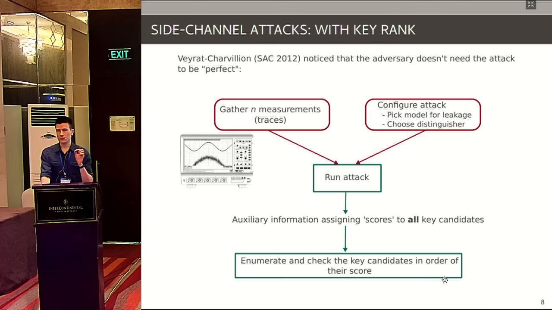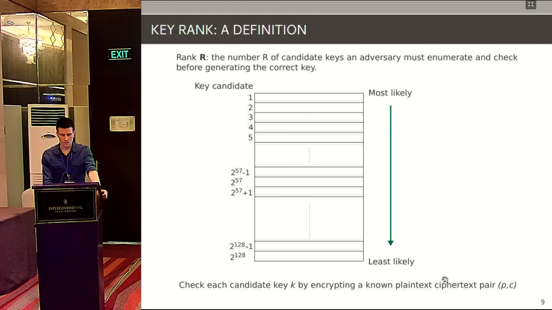And once you've done this, you're able to check the key candidates in order of their score. Actually, I think a good way of viewing attacks in this model is an enhanced brute force search. You assume the adversary is going to check keys, and you assume that the side channel information gives you an ability to check keys in a cleverer order than just randomly. So going a little bit more formally, we say the rank of an attack is the number of keys the adversary has to check before it hits the correct one.